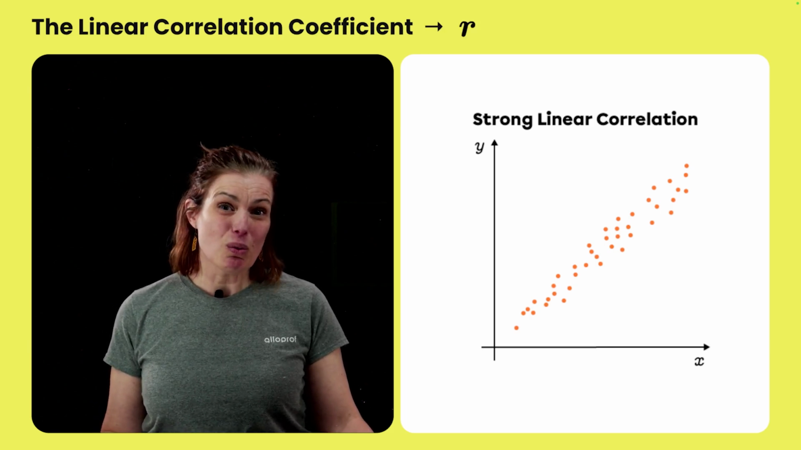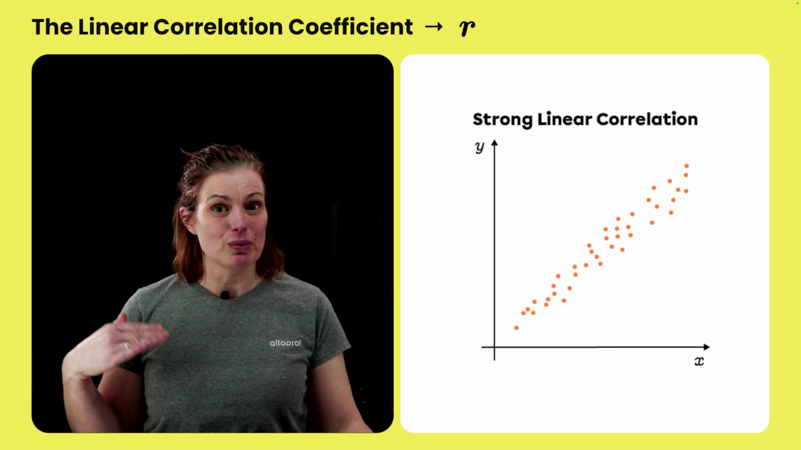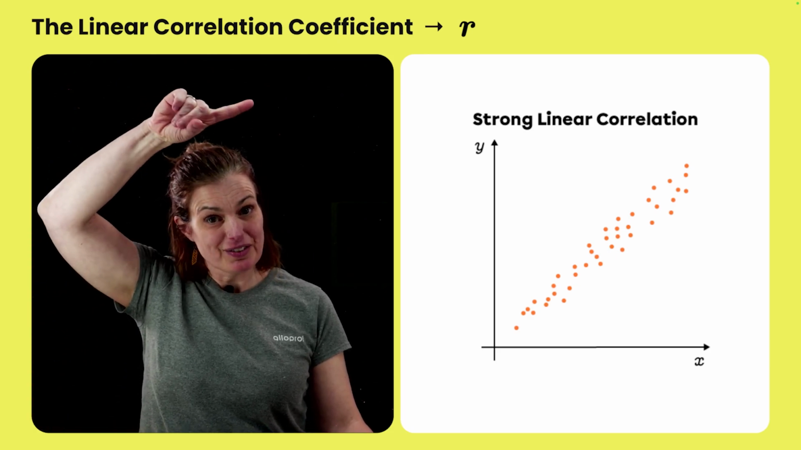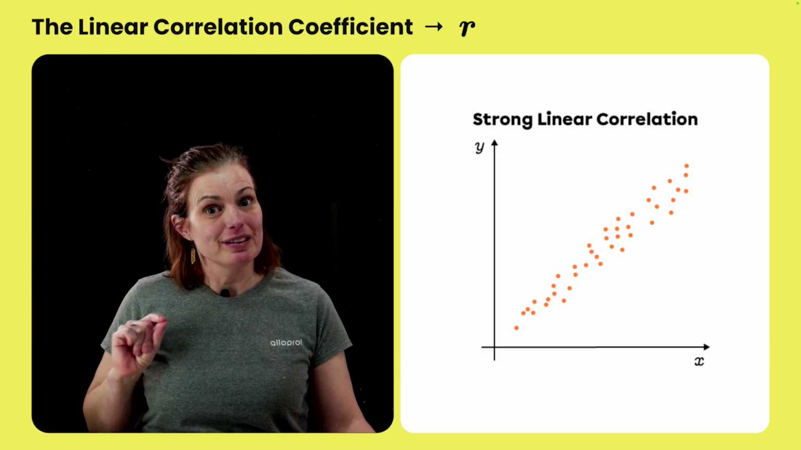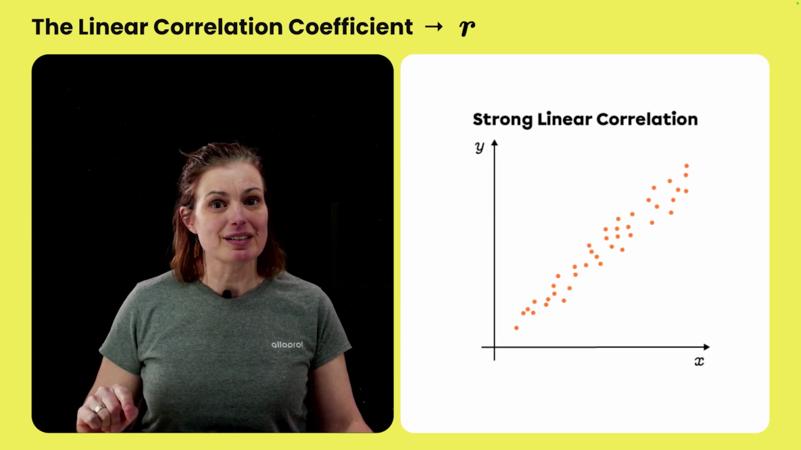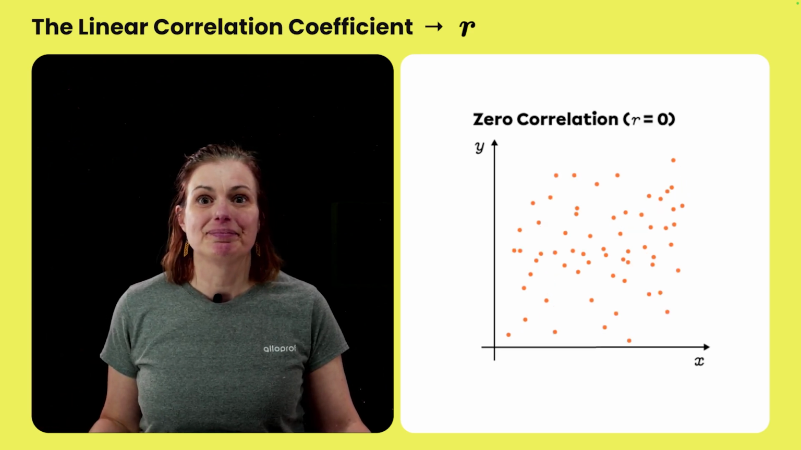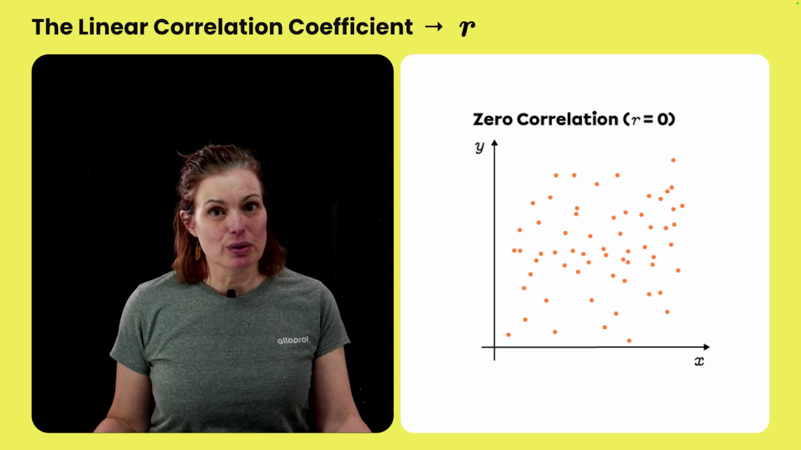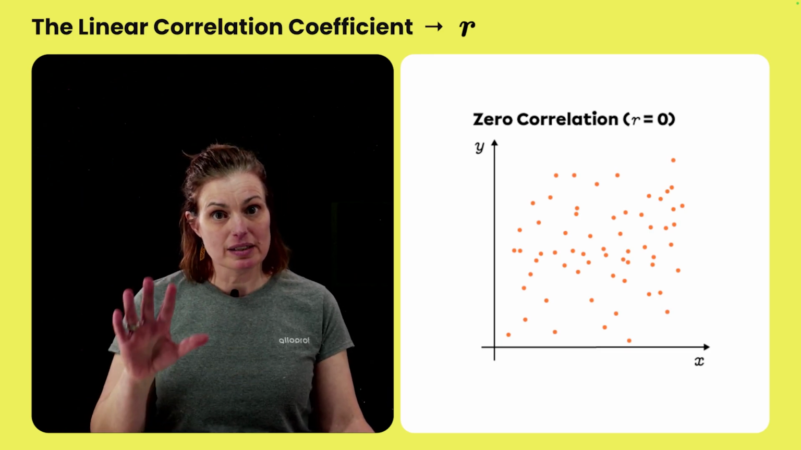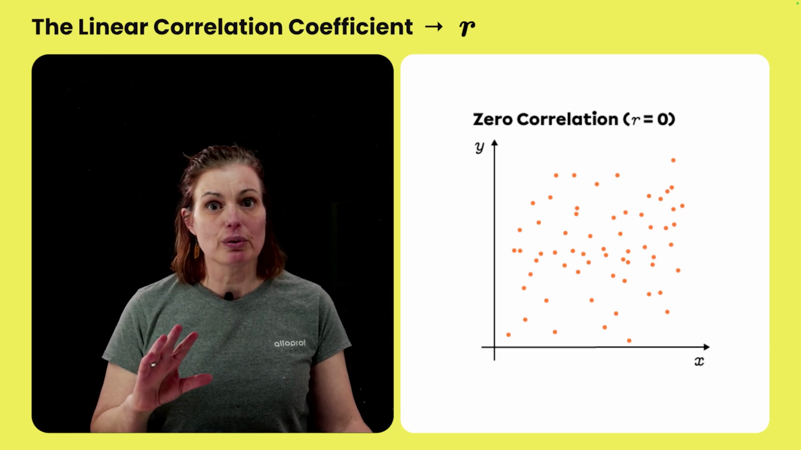But instead of qualifying our data in terms of weak or strong, we can actually quantify it by finding what is called the linear correlation coefficient, which we use the letter R to represent, as you see above. In the case of zero correlation, the R value would be equal to 0. So it's the scatter plot we saw earlier where there's no real correlation between the data.